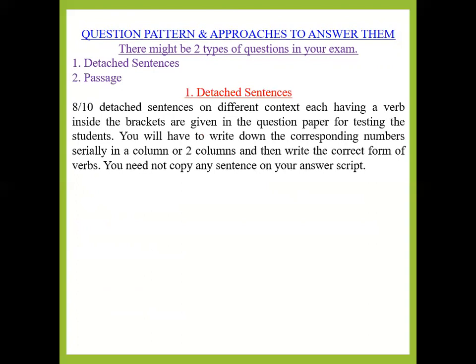Detached sentences. 8 or 10 detached sentences on different contexts, each having a verb inside the brackets, are given in the question paper for testing the students. You will have to write down the corresponding numbers serially in a column or two columns and then write the correct form of verbs. You need not copy any sentence on your answer script.